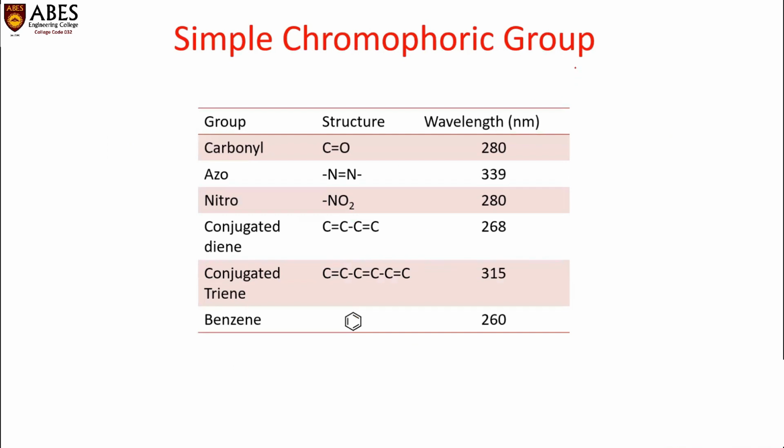There are some simple chromophoric groups. For example, carbonyl, azo group, nitro group, conjugated diene, and benzene are simple examples of chromophoric groups, and they absorb UV radiation and give absorption maxima in the range of 200 nanometer to 350 nanometer.